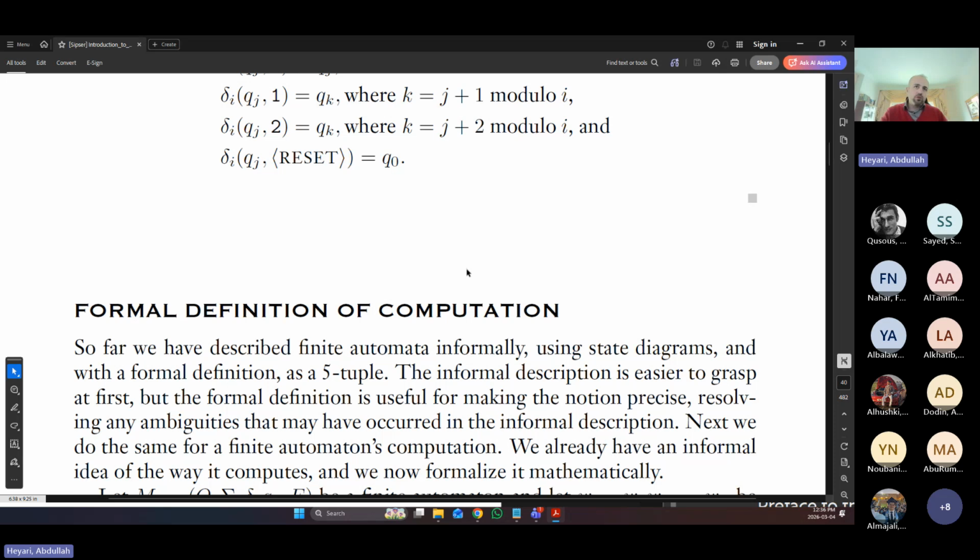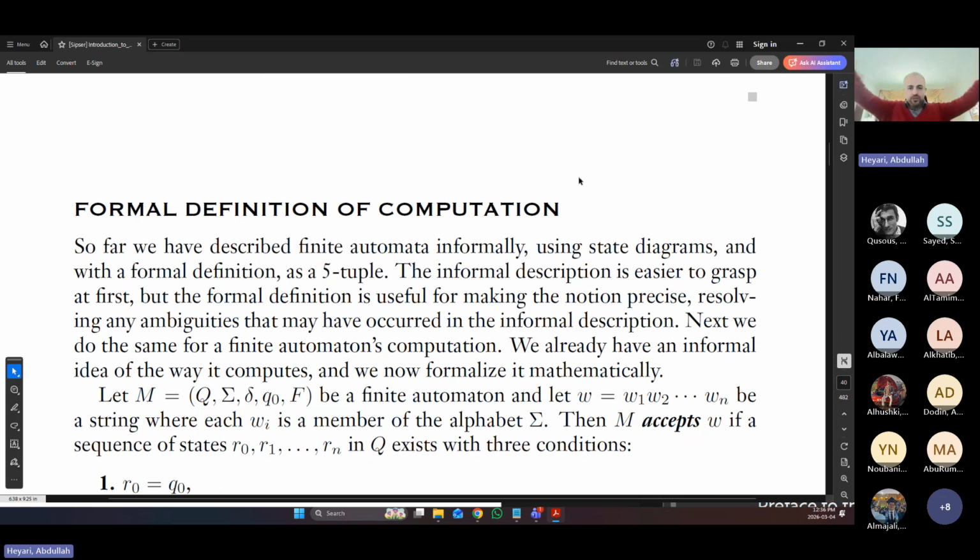But let's move to the formal definition of computation. So what is computation? Computation means that we have a machine which can accept and can reject. In other words, it can classify.